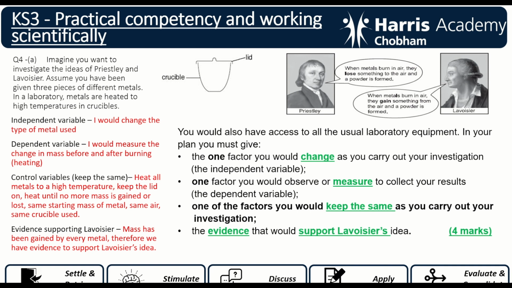So, you could have said, for the first one, I would change the type of metals used, and this is because Priestley and Lavoisier, in their ideas there, they say metals, which is plural. So they're saying that all metals, when they burn in air, either lose or gain something. The dependent variable would have to be the change in mass before and after burning, which is heating. And then, of course, you've got the control variables. Now, you could have said quite a few different things, but heating all metals to a high temperature, keeping the lid on, heating until no more mass is gained or lost, same starting mass of metal, same air, of course, in the lab, and the same crucible used.